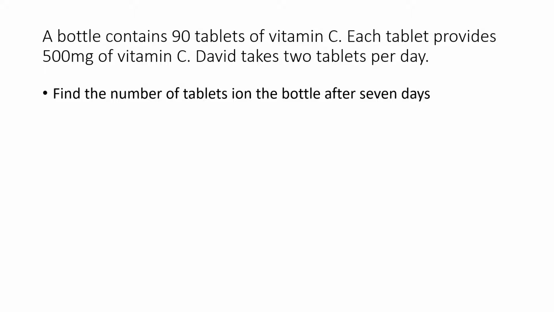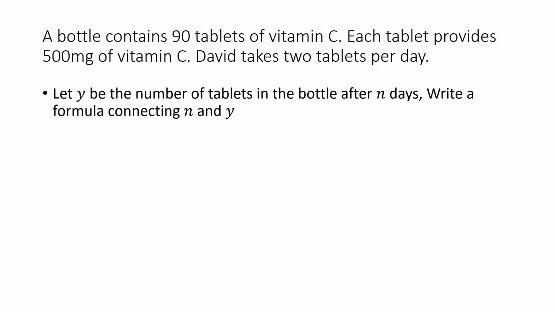What about the number of tablets in the bottle after 7 days? I should say in there. But if you think about it this way, right? He starts off with 90 tablets. And we're going to take away some tablets. It depends how much he's taking. Well, if he's taking 2 each day, and we're seeing the number of tablets after 7 days, then we just multiply that by 7. Just like that. So 90 minus 14, and that gives me 76 after 7 days.